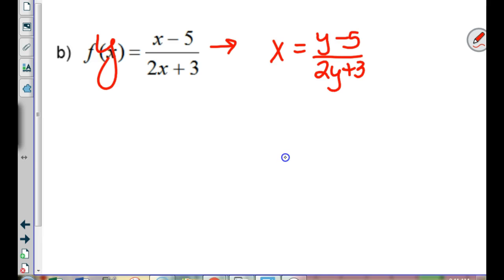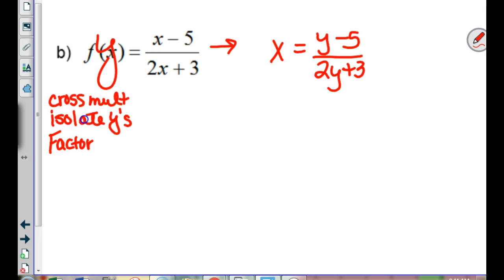Does anybody remember how to start it? The important one is eventually you're going to need to factor out the y, okay? Not factory. All right, we're going to cross multiply, isolate the y's on one side, and then we're going to factor and divide. Okay, so cross multiply. Who can tell me how you want to write that step? Because you could go either direction. Anybody?